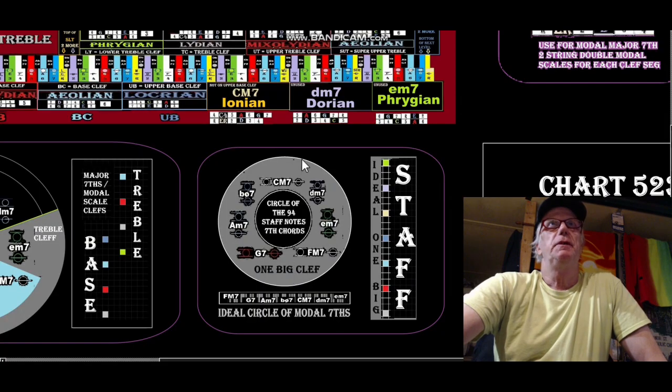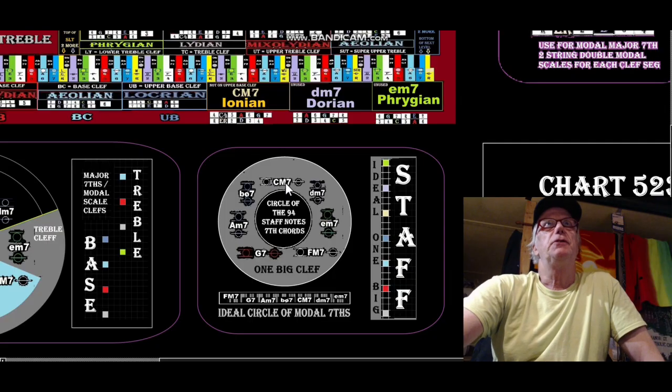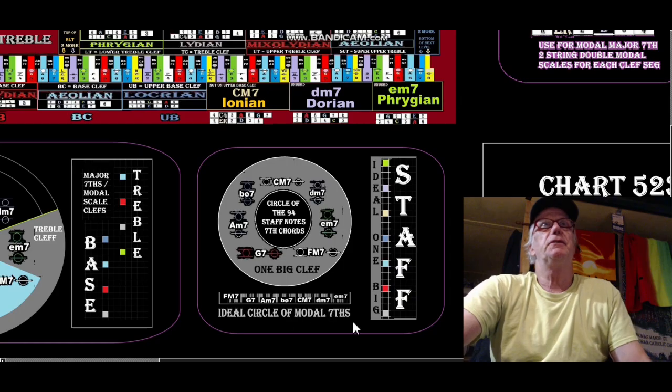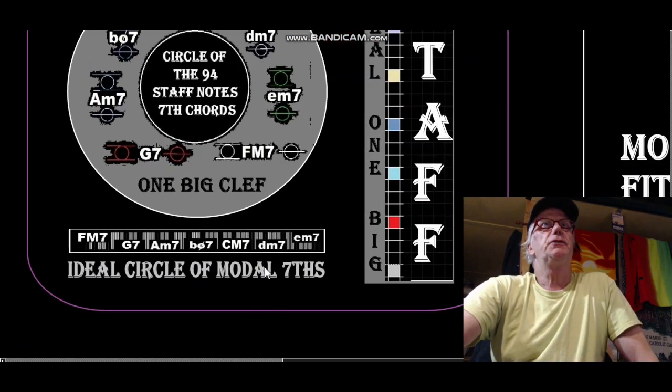Okay, so we would start somewhere on that clef, probably way down low in F minor seventh. I wasn't able to rotate these guys, so it started with C, and then go all the way around to E minor seventh. That would be it. From F minor seventh here, if this was a piano, ideal circle of modal seventh.